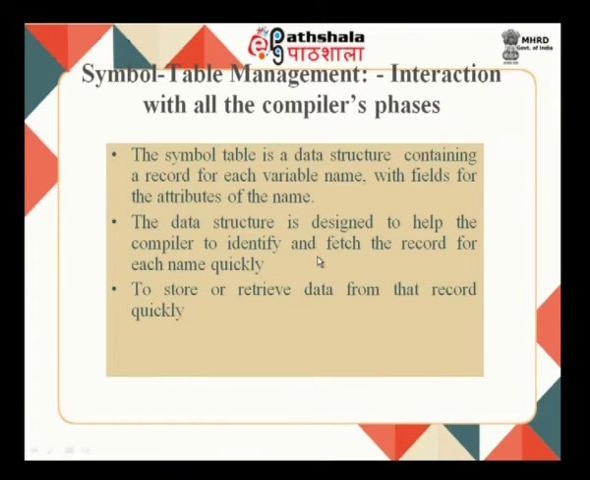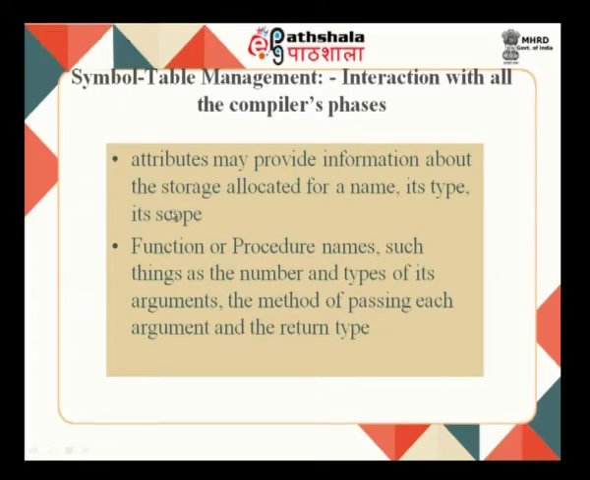Now, we talked about what is called a symbol table in the phases of the compiler. The symbol table is a hash table like data structure containing a record for each variable name, with fields for the attributes of the name. The data structure is designed to help the compiler identify and fetch the record for each name very quickly. It is also to store or retrieve data from the record very quickly. So, it is basically managed as a hash table, which retrieves, stores and accesses data at a very fast rate. It also interacts with all the compiler's phases.